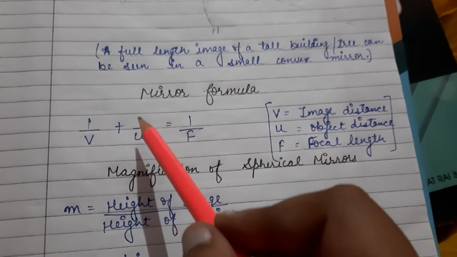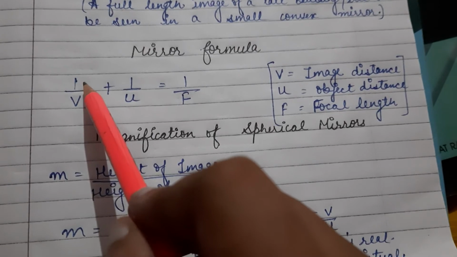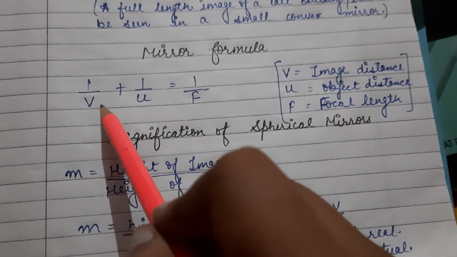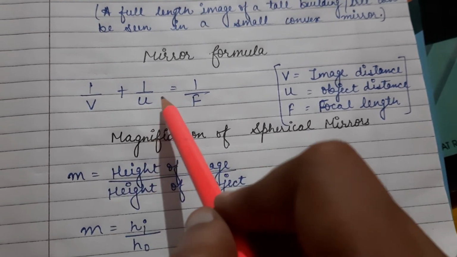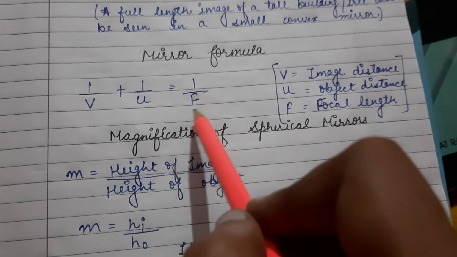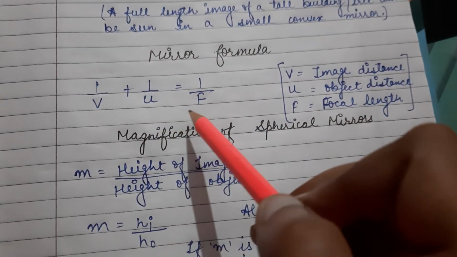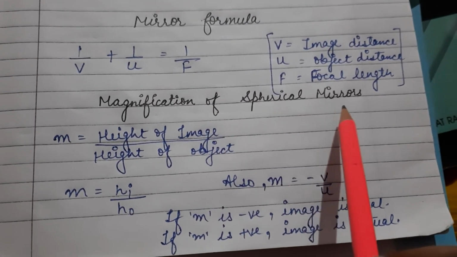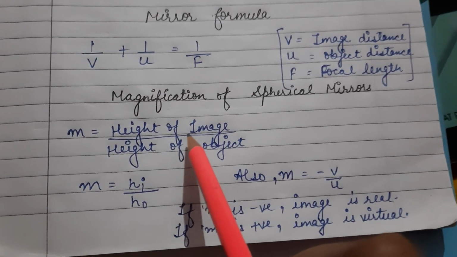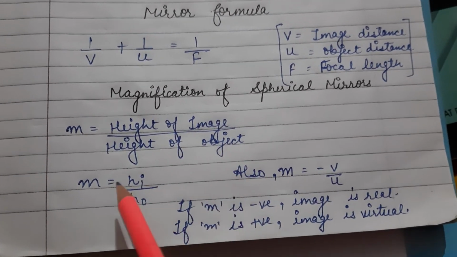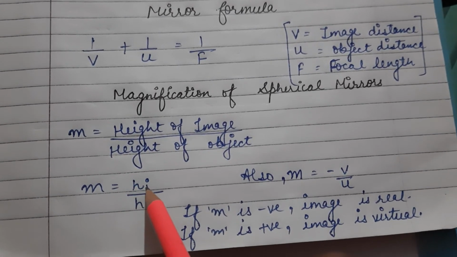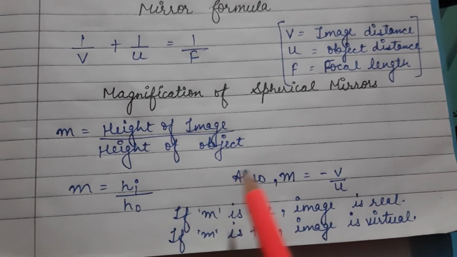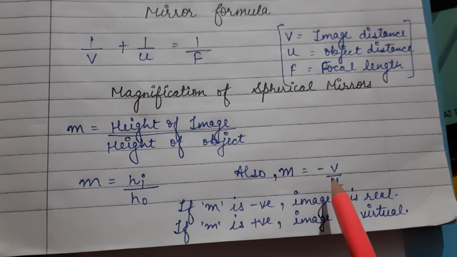Now here we have a mirror formula, that is 1/v + 1/u = 1/f, where v is image distance, u is object distance, and f is the focal length. This formula is going to be used in this chapter. Now here we have the magnification of a spherical mirror, that is m = height of image upon height of object, that is m = hi/ho. hi is the height of image and ho is the height of object. Also m = -v/u.